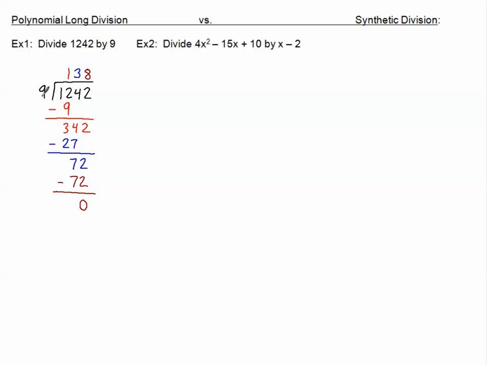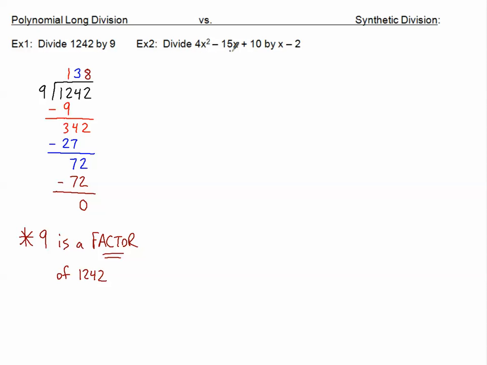So if 9 goes into 1242 138 times and has a remainder of 0, then it is important for us to understand that 9 is a factor of 1242. Because 9 divides evenly, there is no remainder, then that must mean that 9 is a factor. 9 times 138 is 1242. I show you that simple problem so that we can look at the steps that we used for it and follow along when we do polynomial long division.